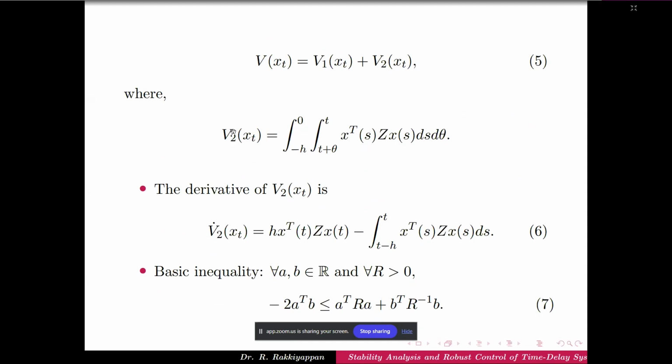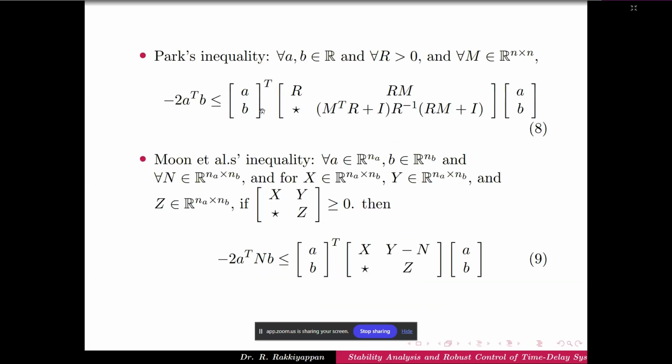So we have to take the derivative of V2. We can use the Newton-Leibniz formula to separate, and using the Newton-Leibniz formula, we achieve equation 6. After that, for this term, we have to apply some more interesting inequalities which are available in the literature. The first basic inequality is: for all a, b belonging to R^n and R a positive definite matrix, this inequality always holds.